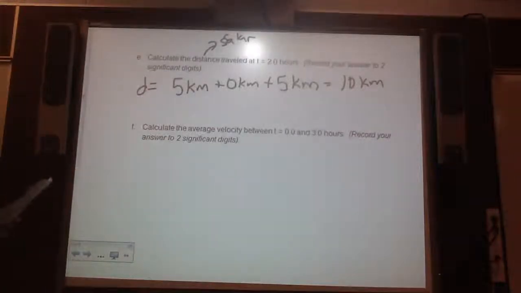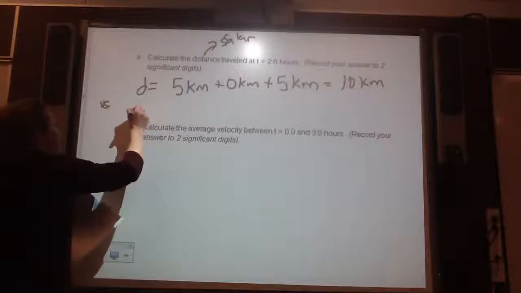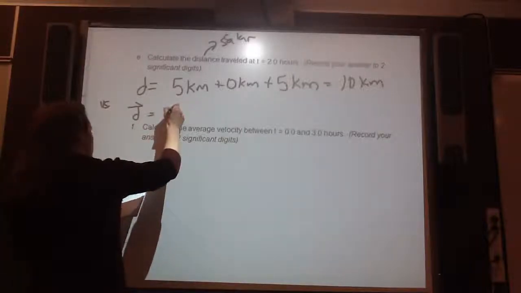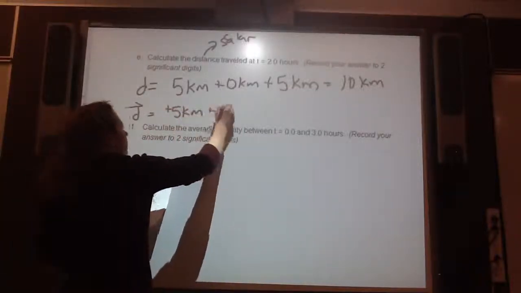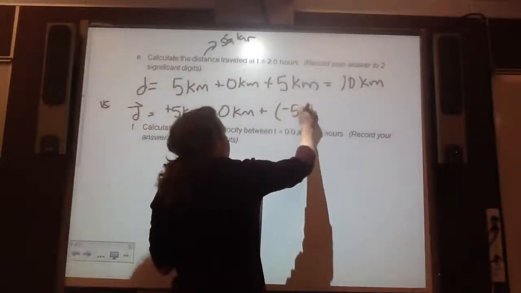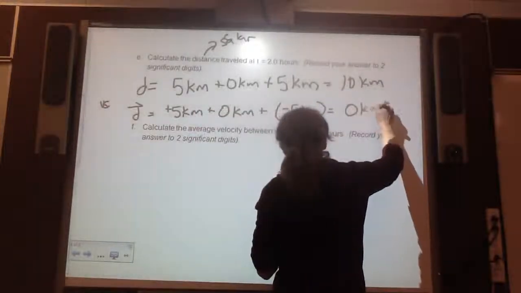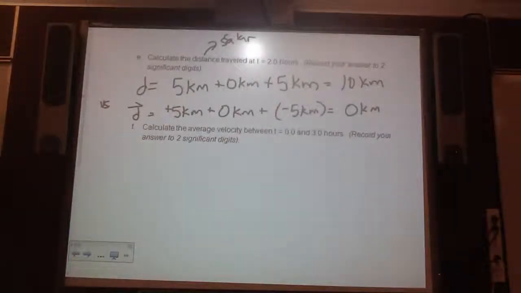What if, let's just say, what if I was trying to find my displacement? Let's just do it for funsies. Okay? So D with an arrow. We would say we went positive 5 kilometers plus 0 kilometers plus negative 5 kilometers, because I changed direction, is 0 kilometers. That would be your displacement. You went nowheres. Sad.